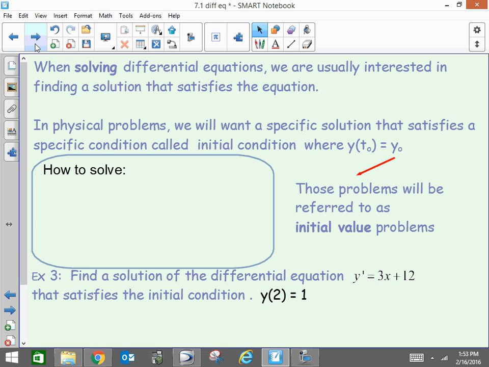When solving differential equations, we are usually interested in finding a solution. Now, this should look familiar, okay? In physical problems, we will want a specific solution that satisfies a specific condition called an initial condition, and these problems will be called initial value problems.